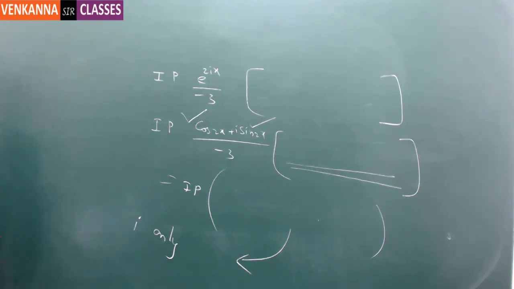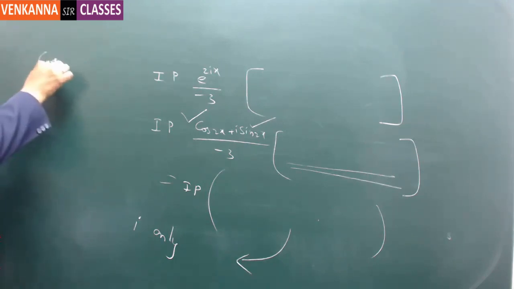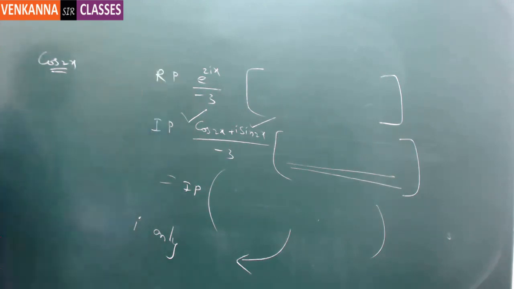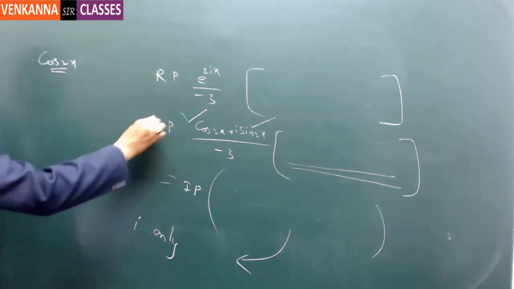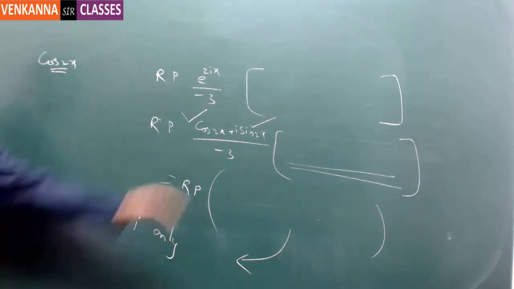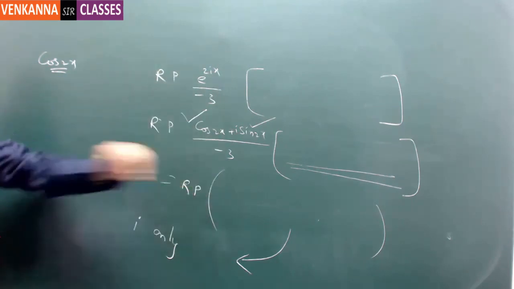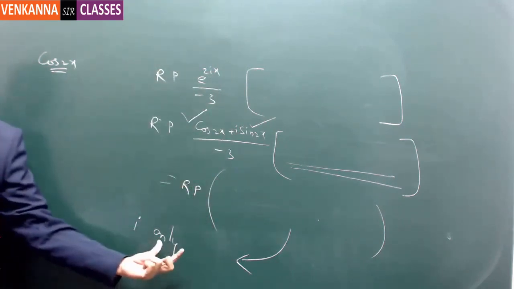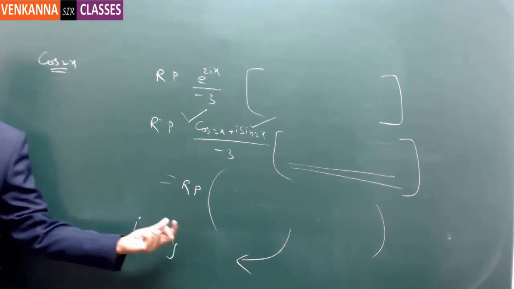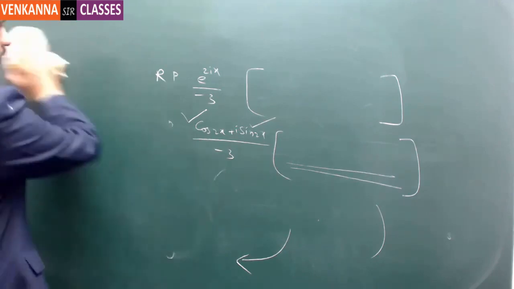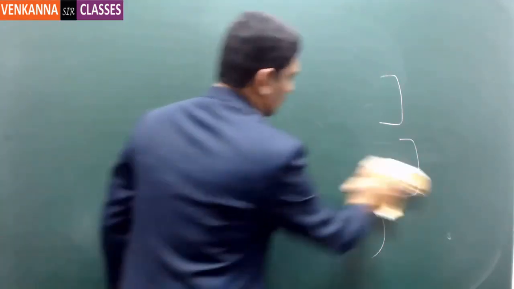If the same problem is asked for cos 2x, we write R.P., real part of. The same procedure is applied for the problem without any change, and at the end we consider the terms which do not contain i. So let us take the problem.